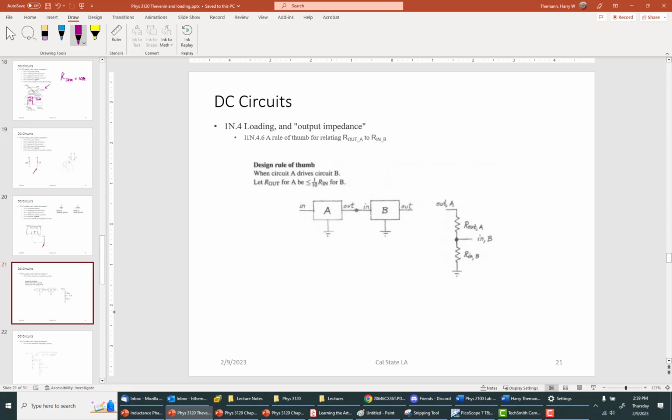So the rule of thumb is that R out for A has to be less than or equal to 1/10 of the input resistance, so this has to be greater than or equal to 10 times R out for A. And if you do that, you're basically going to get the output voltage that you predicted when you built the voltage divider in the first place.